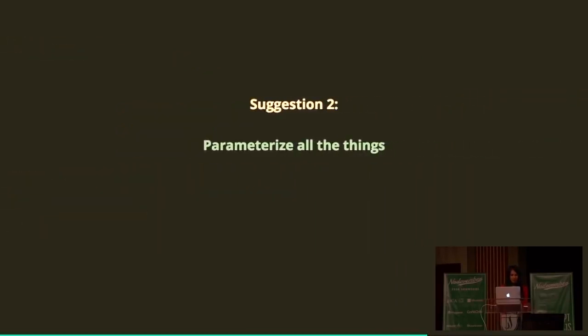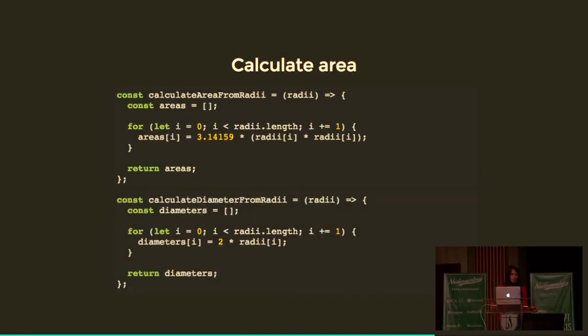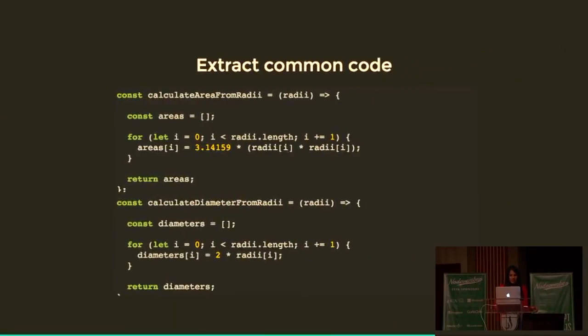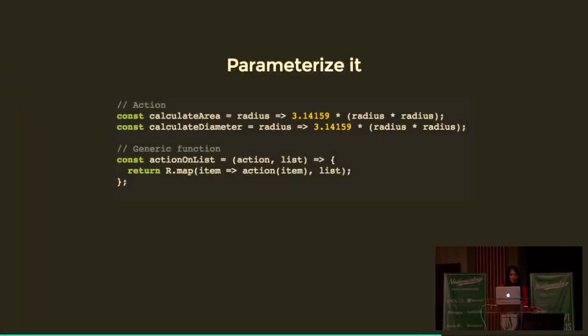Another way to use functions as first-class citizens is parameterizing as much as you can. So going back to our calculate area function, let's say later on we want to have a calculate diameter function. That's the same thing, but the computation in the for loop is a little bit different. It just multiplies the radius by 2. Let's parameterize our action by extracting out the common code and parameterizing it. So I'm going to say, here's how you calculate an area, and here's how you calculate diameter. Except my function is wrong. Just pretend that this is radius times 2 for calculate diameter. And then I'm going to have a generic function that simply takes an action and a list and maps over that list and performs the action on each item.